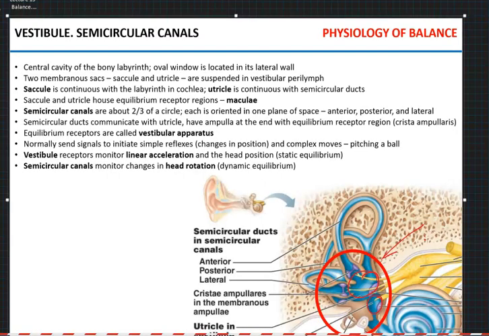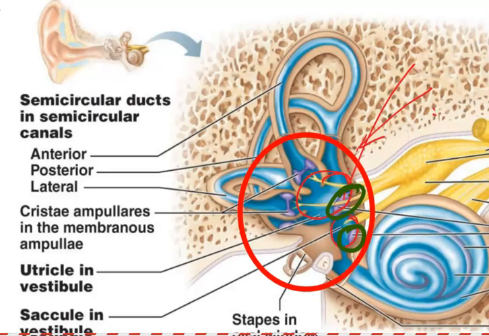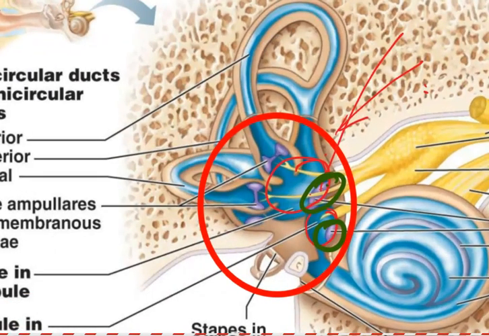Within saccule and within utricle, there are receptors called maculae. You can see the macula of the utricle here and the macula of the saccule here. So these spots are maculae.